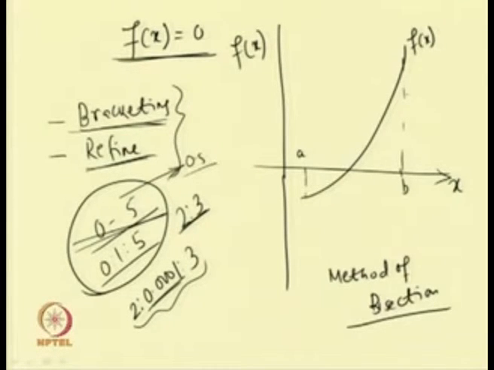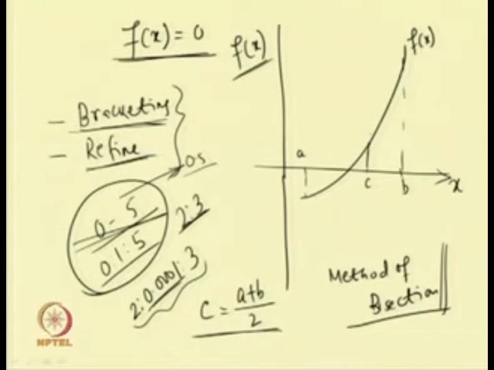After you know this, the next step is to take a point C. In the method of bisection, we take a point C such that C is equal to a plus b by 2. Let this be the point C. Now, what do we observe? We can find f c, and we can see that f c is positive.